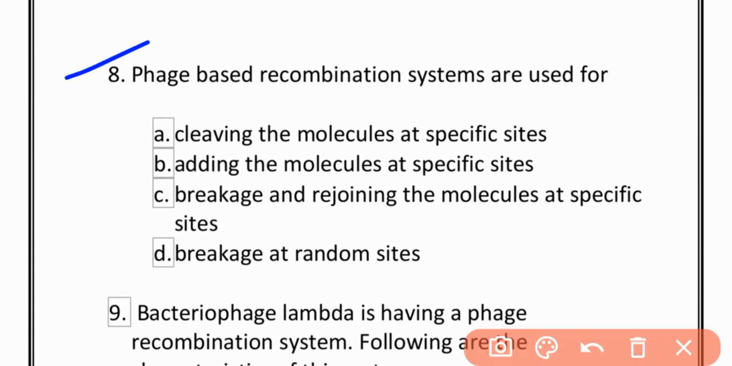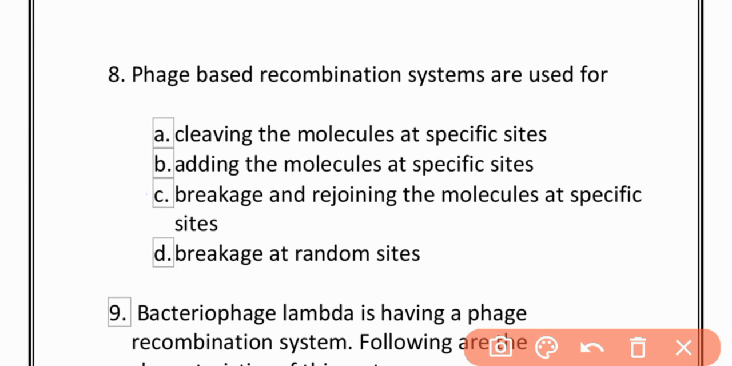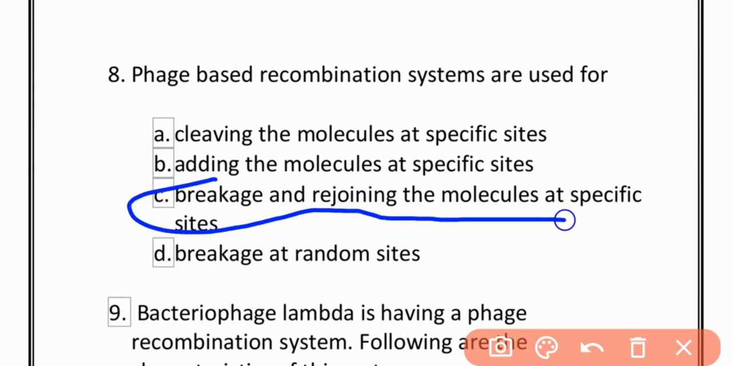MCQs number 8. Phage based recombination systems are used for: option A, cleaving the molecules at specific site; B, adding the molecules at specific site; C, breakage and rejoining the molecules at specific site; D, breakage at random site. The correct option is option C, breakage and rejoining the molecules at specific sites.